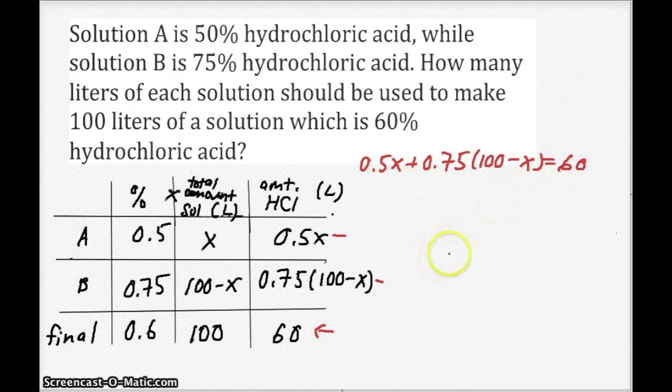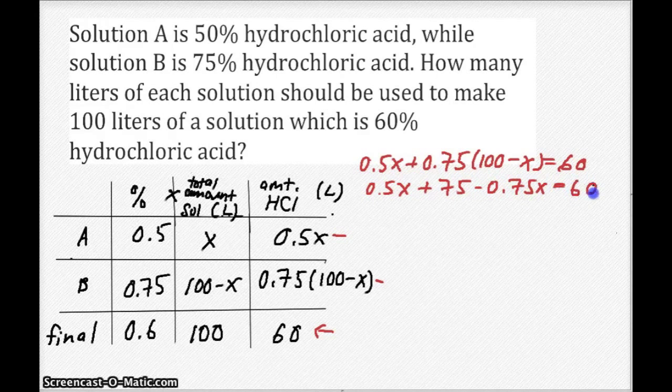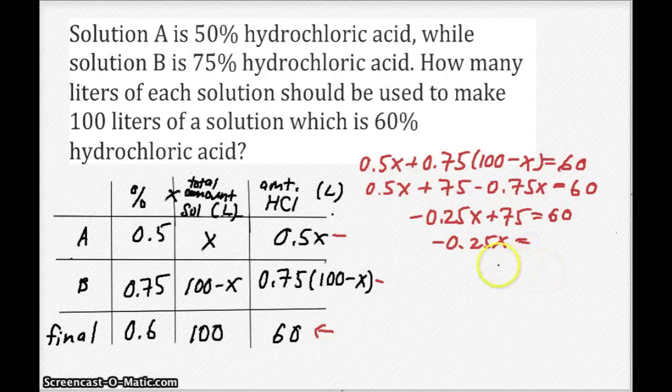Okay, and then we're just going to solve this equation. So we get 0.5x plus 75 minus 0.75x equals 60. Then I'm going to combine like terms, and we get negative 0.25x plus 75 equals 60. Then I'm subtracting 75 from both sides, so negative 15. Then we're going to cross out the negative signs.